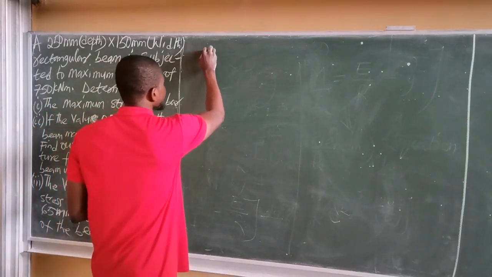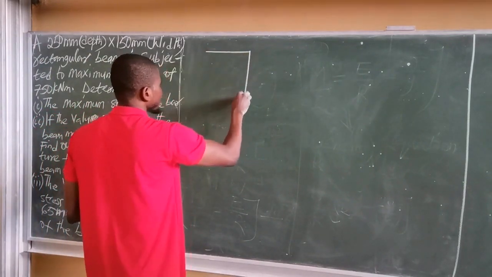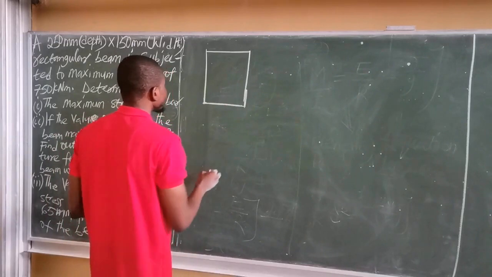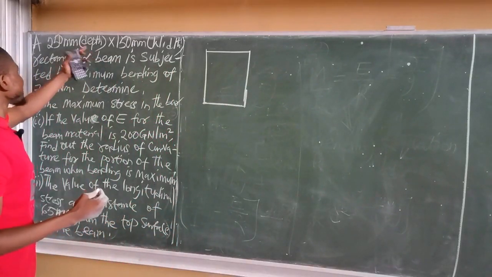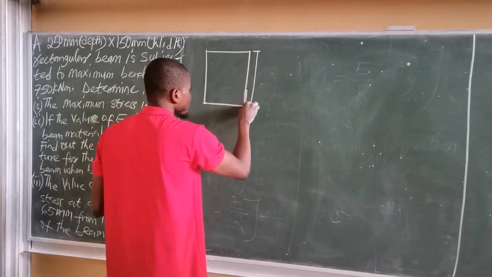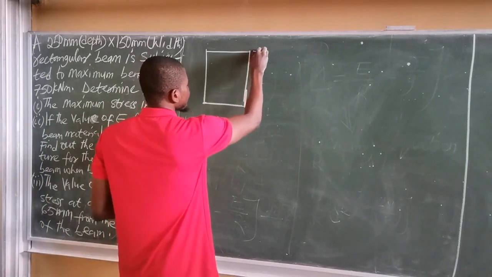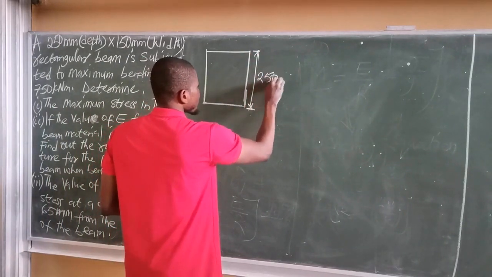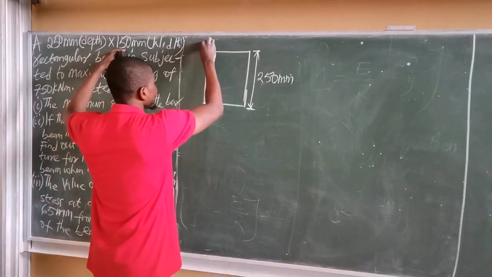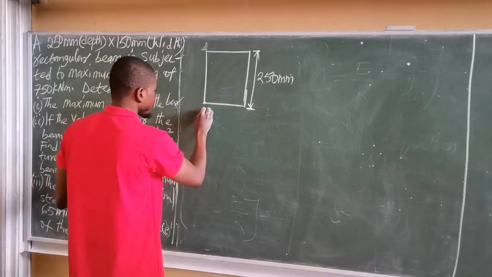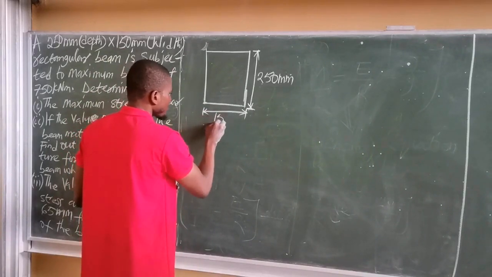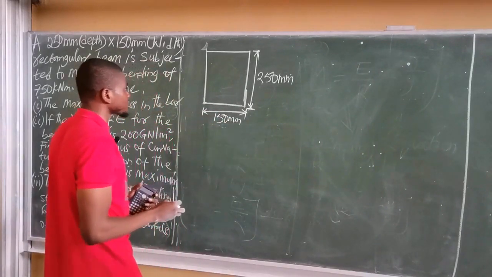So we have a rectangular beam. Of course it's something like this, a rectangle. The question says the depth of the rectangle is 250 millimeter, which is simply from this top to here. We are given the width is 150 millimeter, so from here to this point is still the same thing. It's simply 150 millimeter. So this is a rectangular bar.